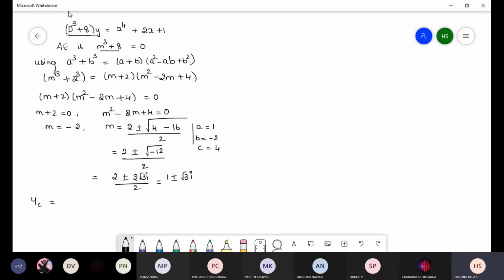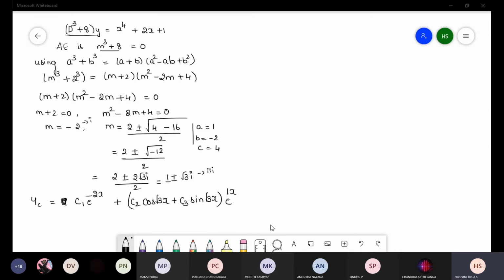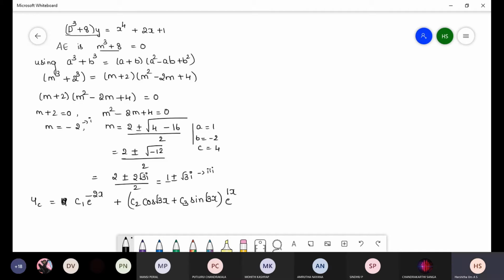Therefore yc is equal to, this comes under case 1 and this comes under case 3. So yc is equal to c1 e power minus 2x plus (c2 cos root 3x plus c3 sin root 3x) into, here p value is 1, e power 1 into x. This is our yc.